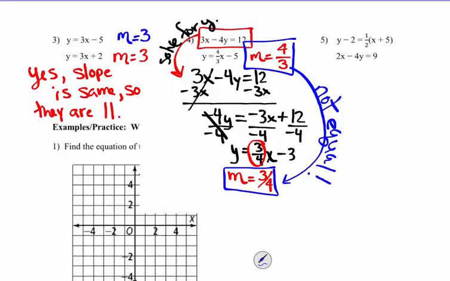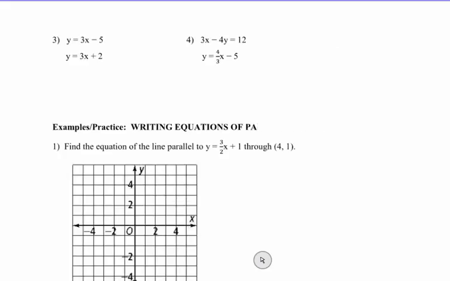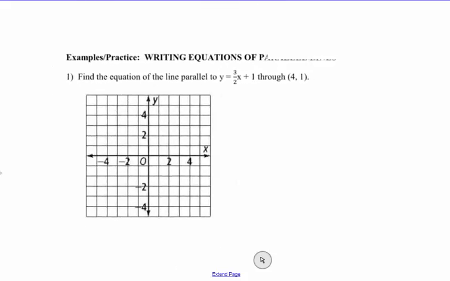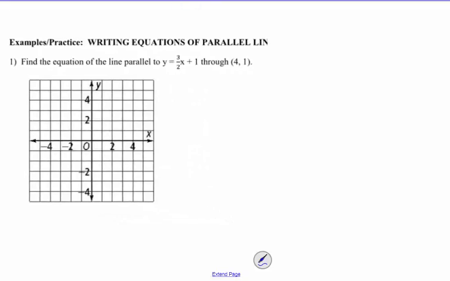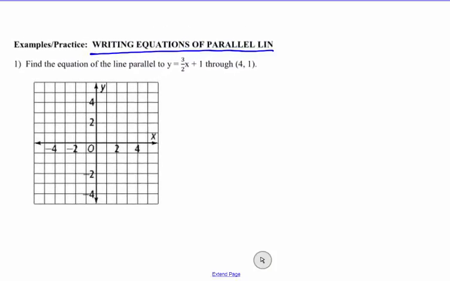All right, let's graph an equation. And let's first of all find an equation of a line that's parallel to y equals 3/2 x plus 1, but passes through the point (4, 1). So we're going to write an equation of a parallel line. The first thing that we need to do here is calculate this.